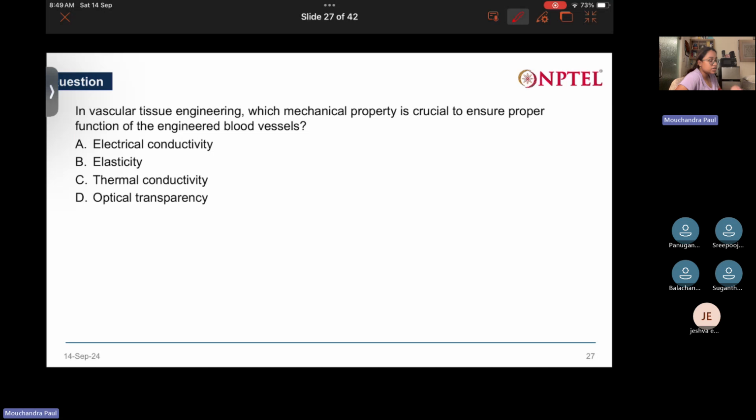Now, in vascular tissue engineering, which mechanical property is crucial to ensure proper function of engineered blood vessels? A, electrical conductivity, B, elasticity, C, thermal conductivity, D, optical transparency. What mechanical property actually is crucial for any scaffold and tissue engineered construct that you are going to use for engineering blood vessels?